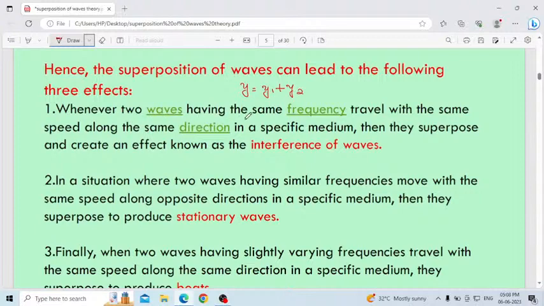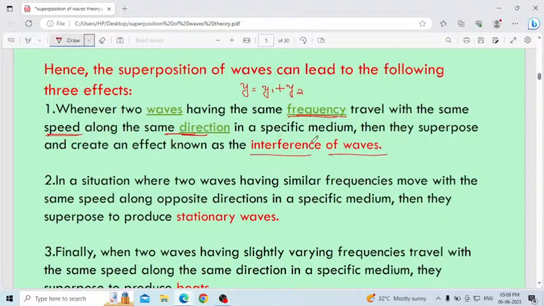Whenever two waves having the same frequency travel with the same speed along the same direction, see, I mentioned everything. Two waves have the same frequency, the same speed, and they travel in the same direction in a specific medium, then they superimpose and create an effect known as interference of waves. Okay, what is meant by interference of waves? Don't get confused between interference of waves, stationary waves, and beats. I am explaining everything in detail.